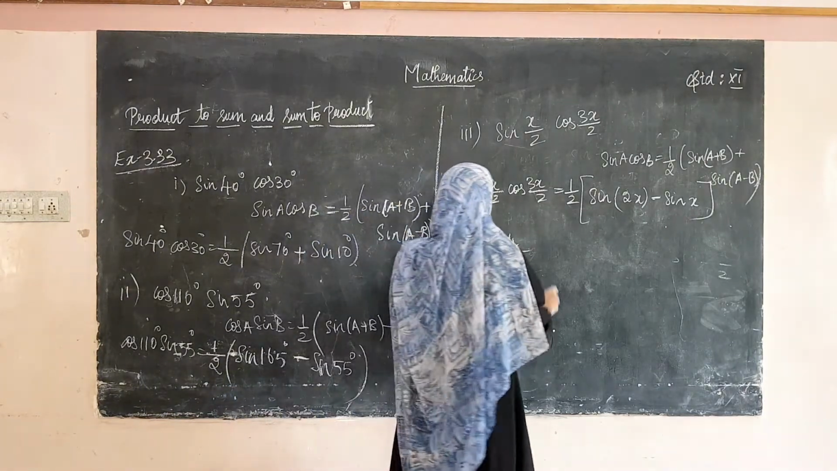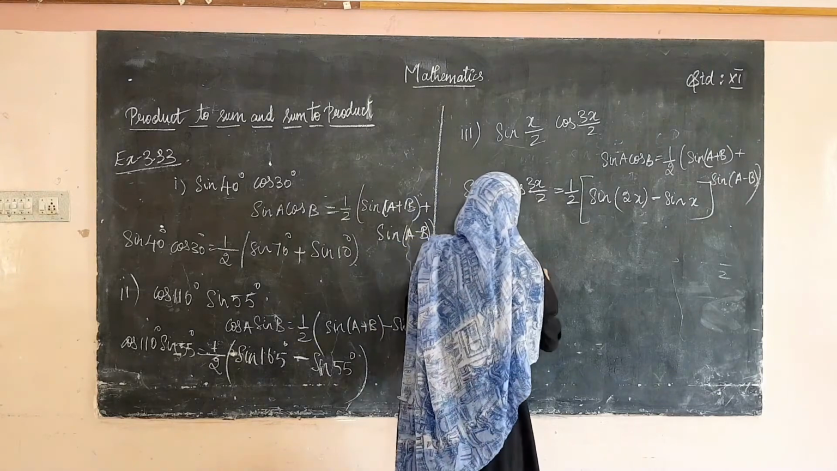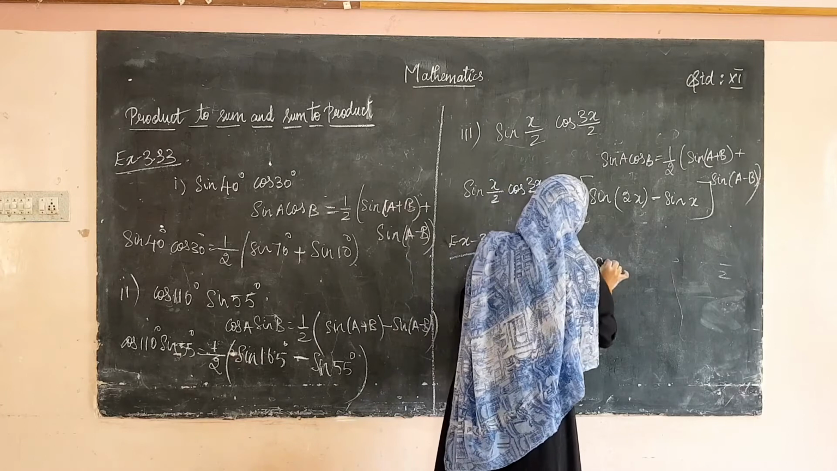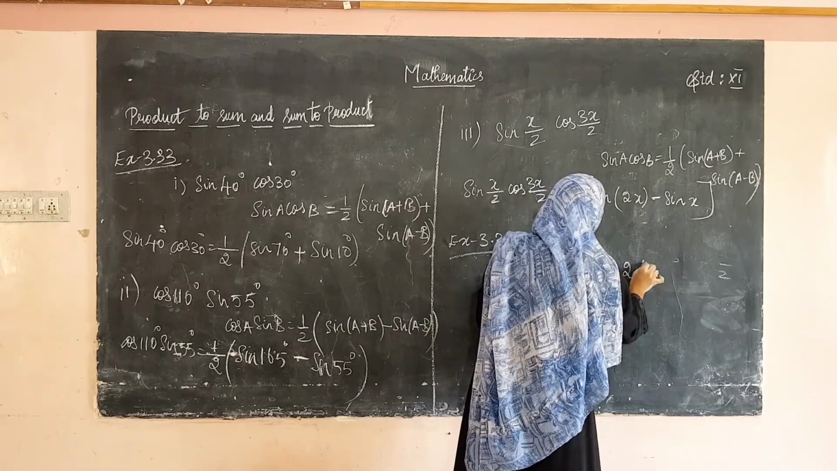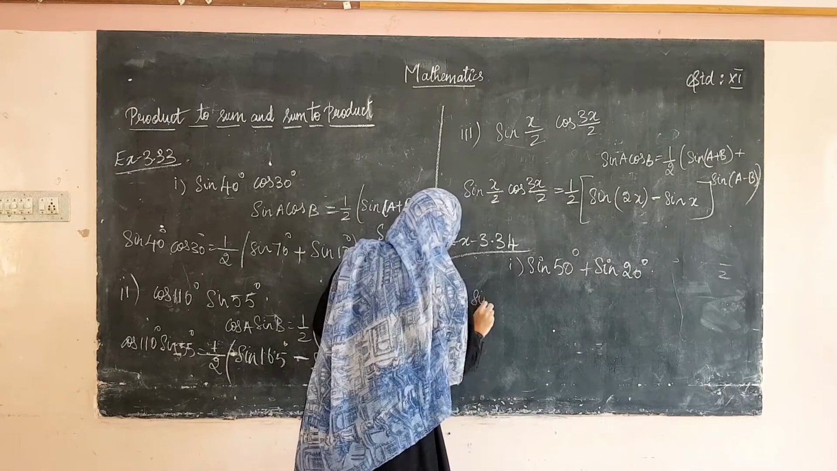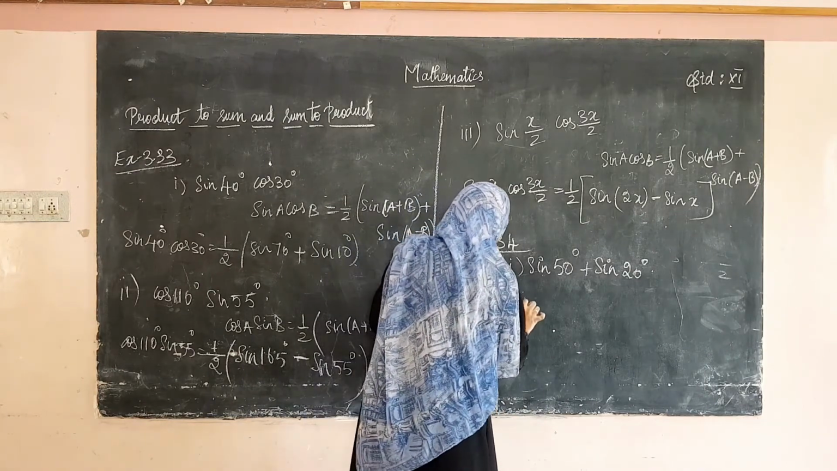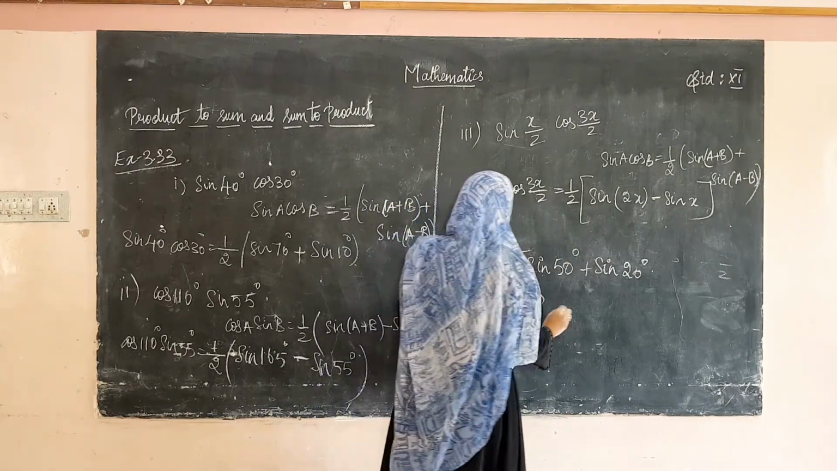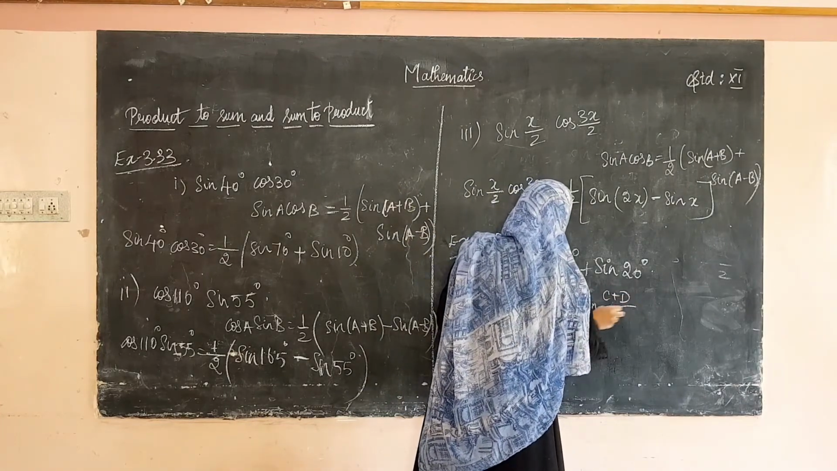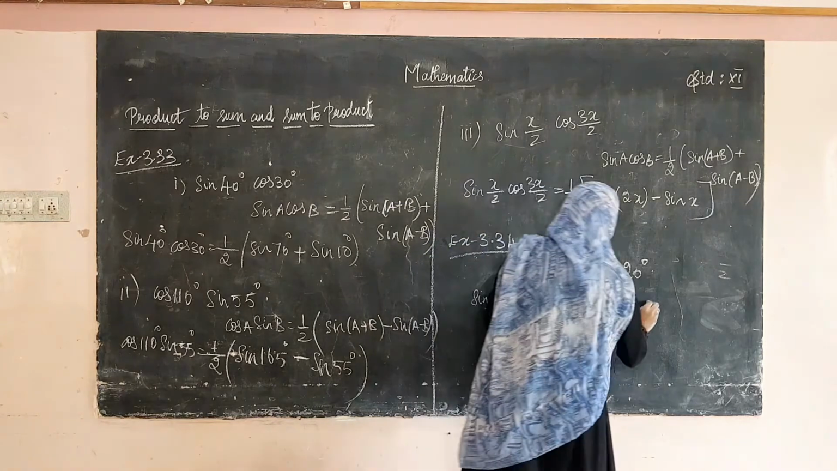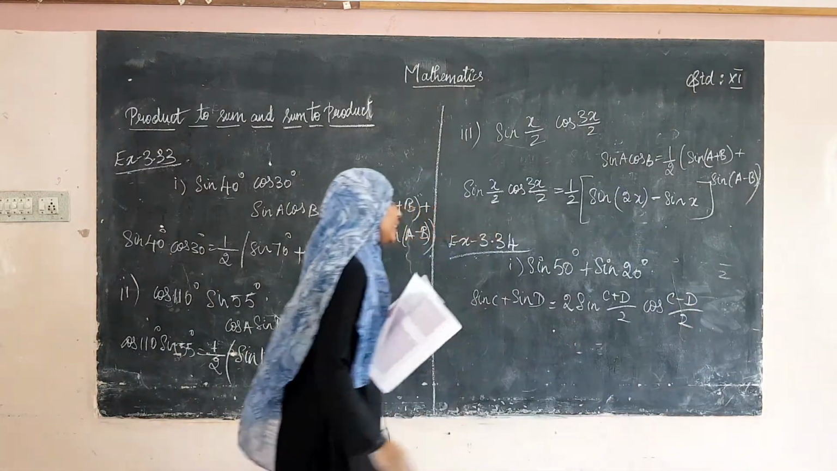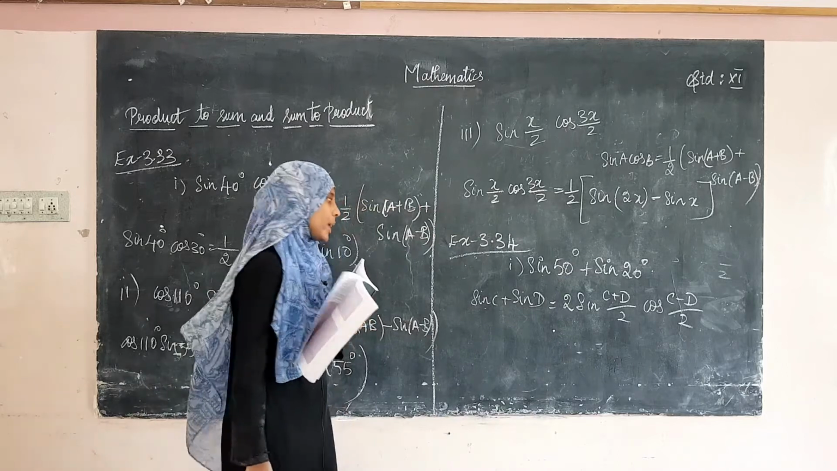Okay, see the first subdivision. Sin 50 degree plus sin 20 degree. Okay, so this is in the format of sin C plus sin D, right? So the formula is 2 into sin C plus D divided by 2 cos C minus D divided by 2. Here C is 50 degree and D is 20 degree.